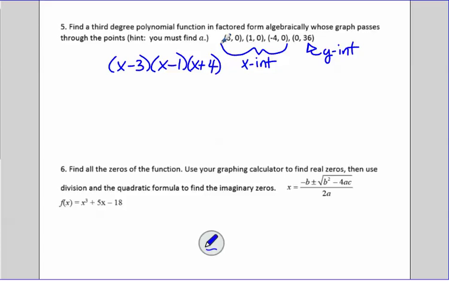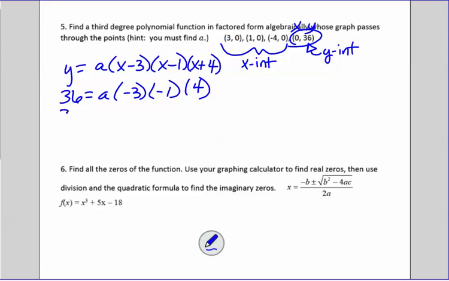So we know there's an a value that goes in front of the factors, and y equals all of this. To find a, we're going to plug in our y-intercept. We plug in 0 for the x and 36 for the y. So I put 36 in, and 0 minus 3 is negative 3, 0 minus 1 is negative 1, and 0 plus 4 is 4. Negative 3 times negative 1 times 4 is positive 12, so I get 12a, and when I divide, I get a equals 3.